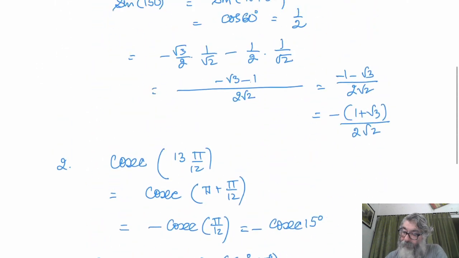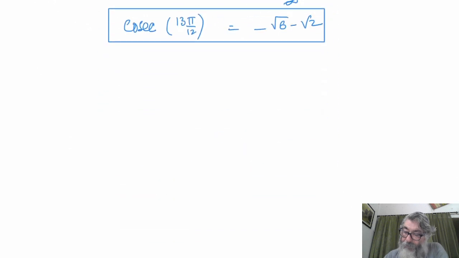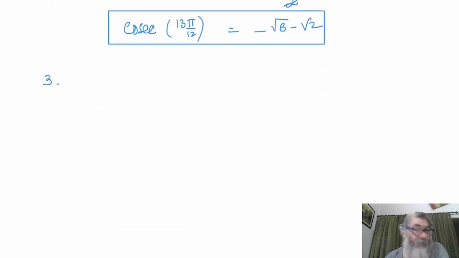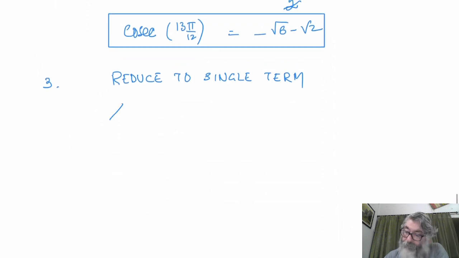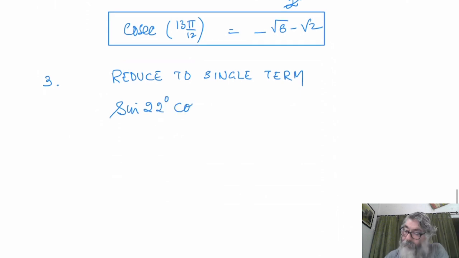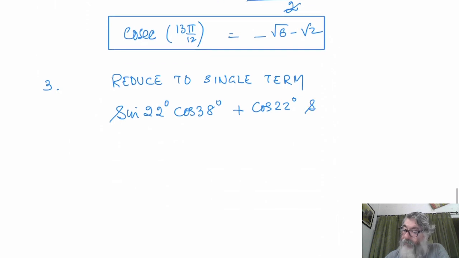This is question number 2. Question number 3 says simplify by reducing to a single term. What is the question? Sine 22 degree cos 38 degree plus cos 22 degree and sine 38 degree.